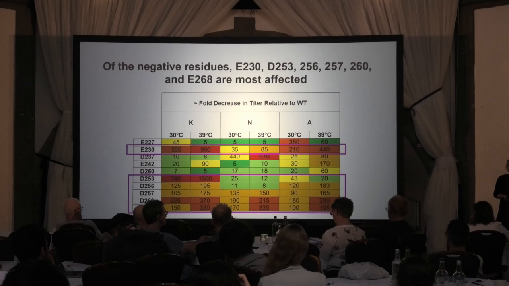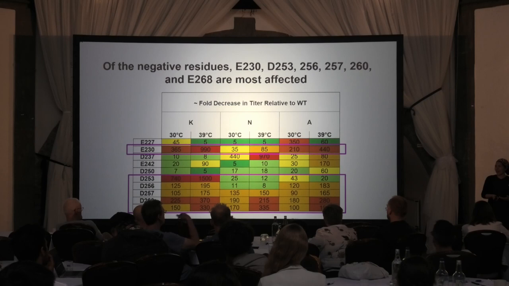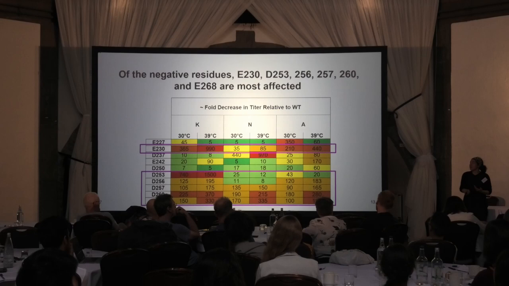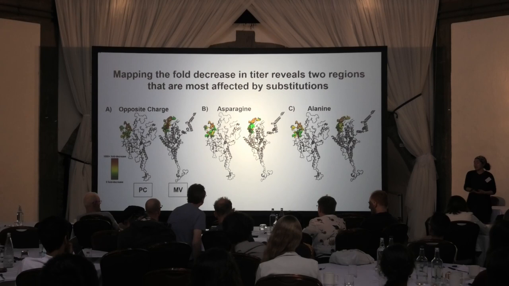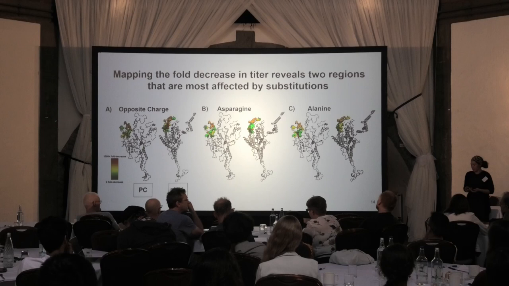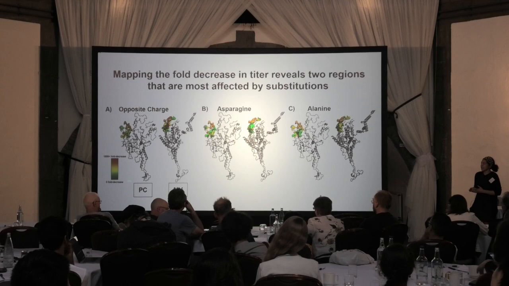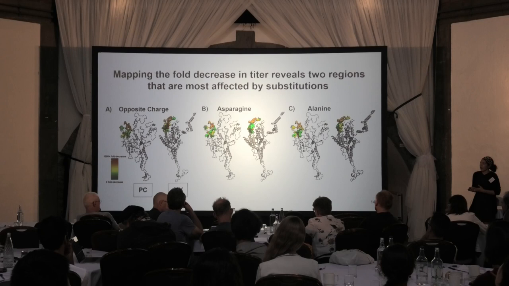This was an interesting result for me because I had initially thought that mutating the positive charges would have a greater effect since we would be disrupting an interaction between them and the DNA. But it appears that maybe the negative charges are more important. Maybe there's a repulsive force that's important for this DNA interaction. I then mapped these fold decreases in titer onto the structure of both PC and MD portal monomers to generate the heat maps that you see here, where green are representing the residues that had the lowest fold decrease in titer, and red are representing the residues that have the greatest fold decrease in titer.